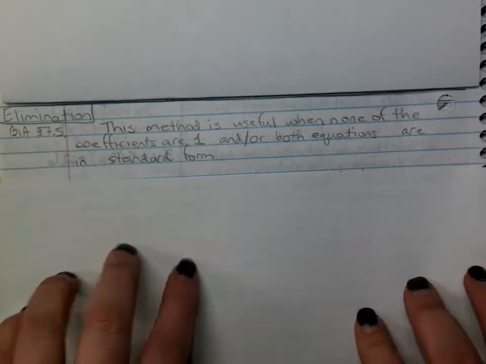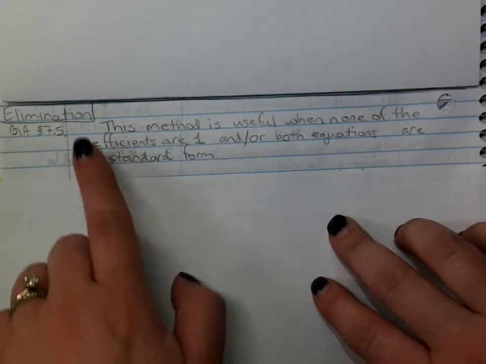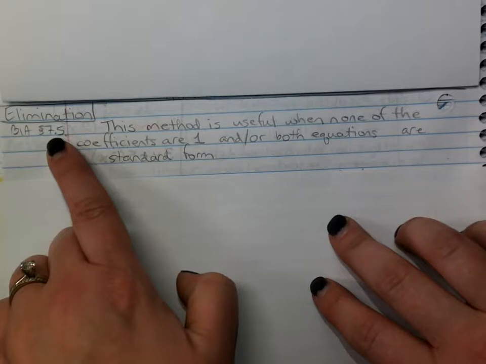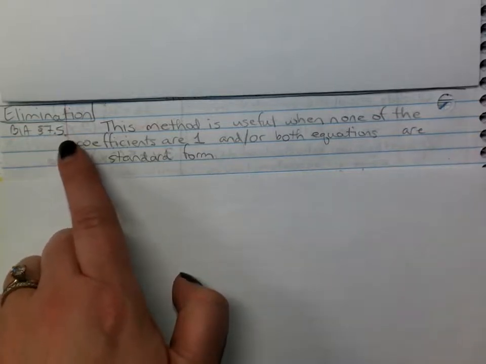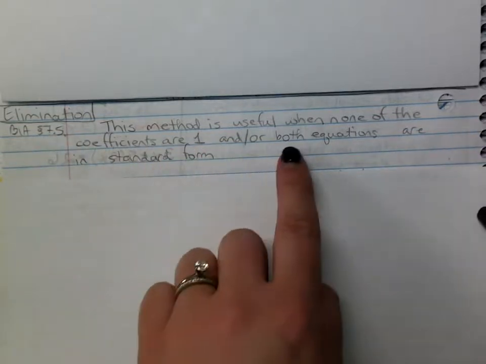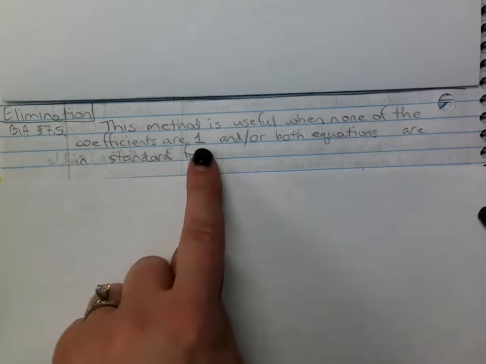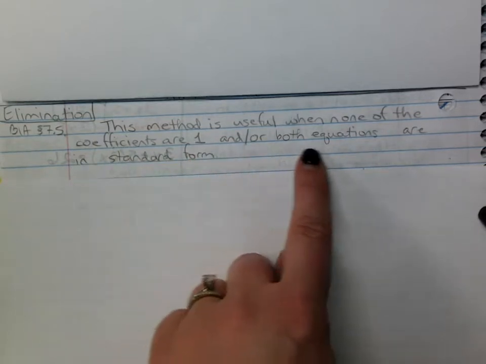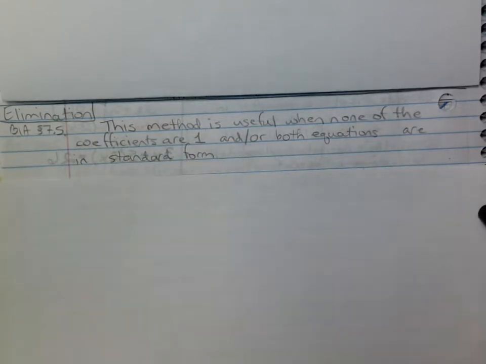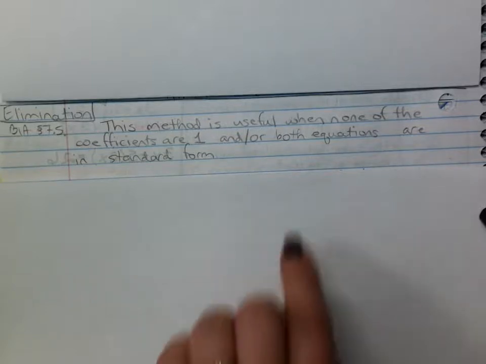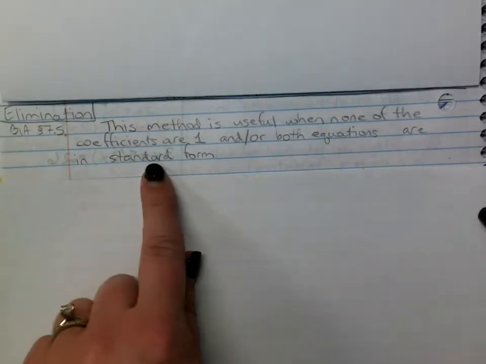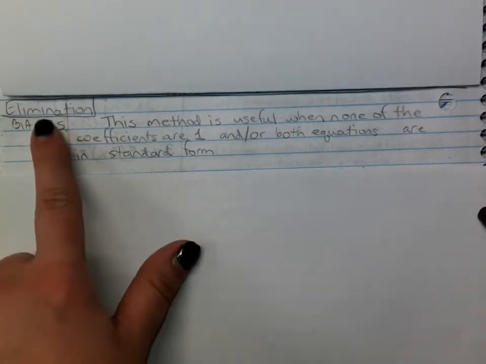Alright, the second method for solving algebraically is called elimination. This is explained in Beginning and Intermediate Algebra section 7.5. This method is useful when none of the coefficients are 1 and/or both equations are in standard form. Some students prefer the substitution method, but sometimes substitution can get really messy and the elimination method works better. So if both equations are already in standard form, the elimination method is very helpful.